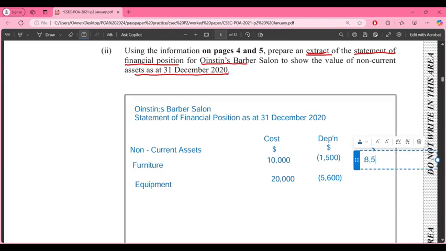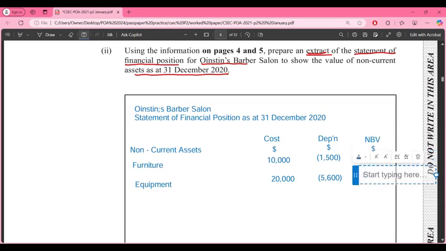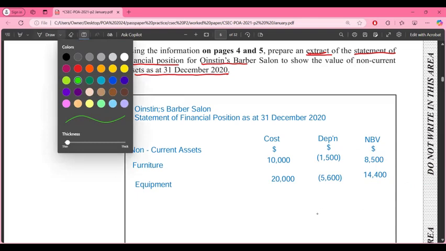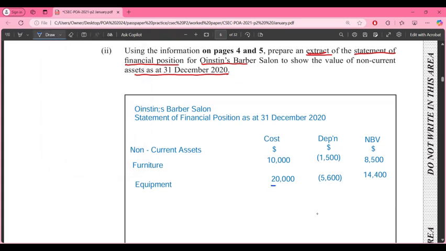The total for the equipment is 5,006, which is the 3,600 plus the 2,000, and the net book value for the equipment is 14,400, and the furniture is $8,500. And then we draw a line to show the information.